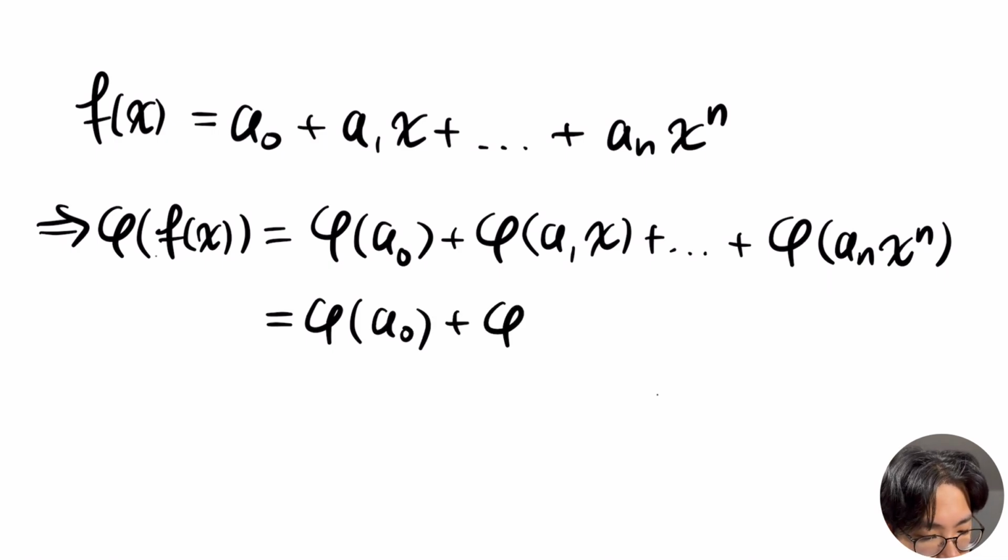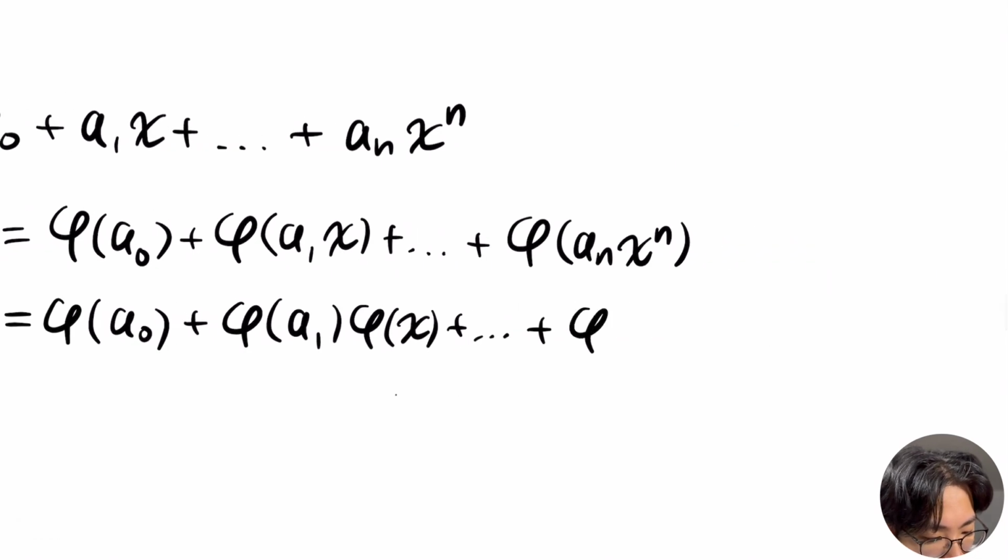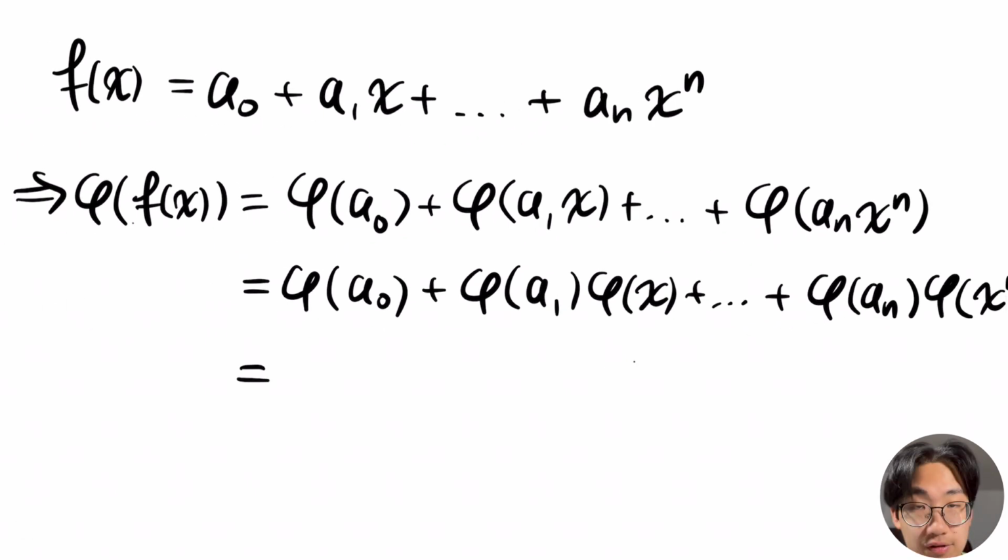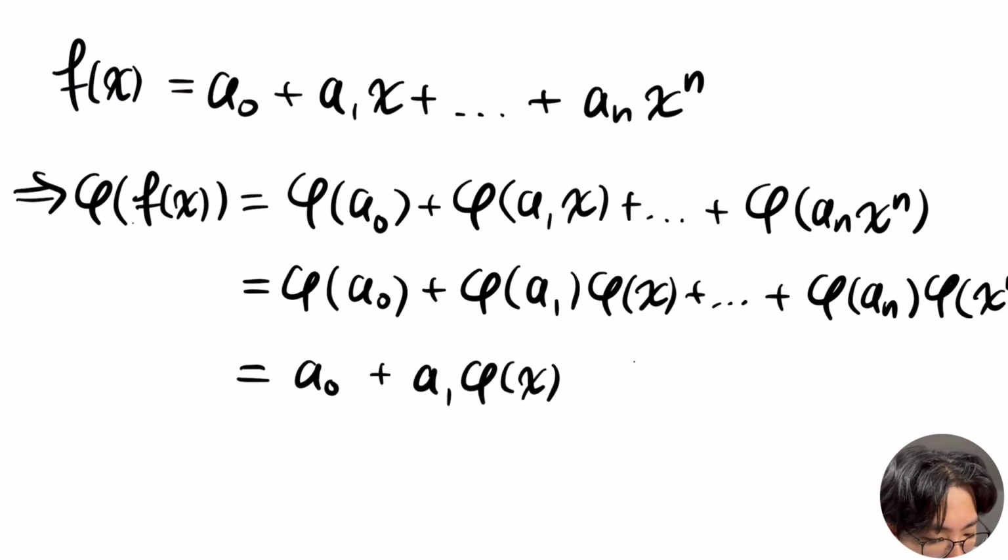So plus phi of a1, phi of x, all the way up to phi of an, phi of x to the n. And now because it fixes the field pointwise, which is where all these coefficients are coming from, we know that phi of a0 and all these ai's are just going to be themselves. So a0 plus a1 phi of x, all the way up to an phi of x to the n.